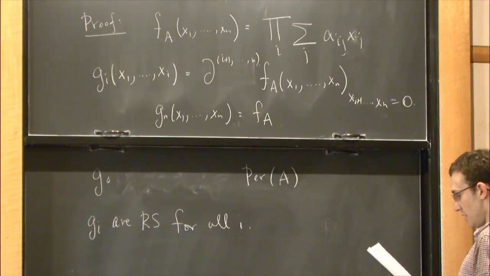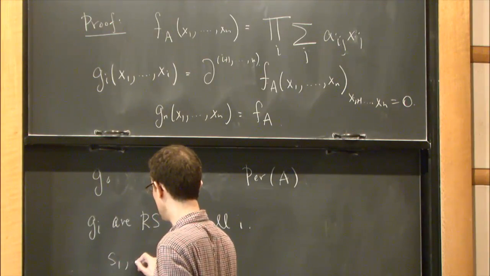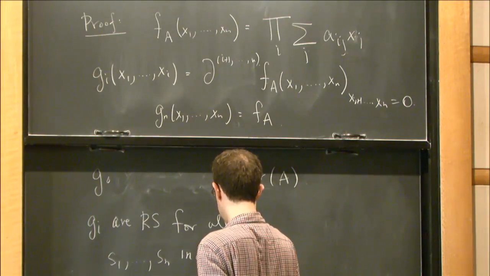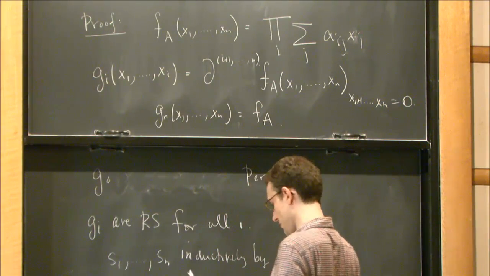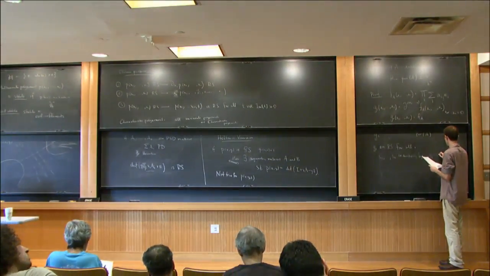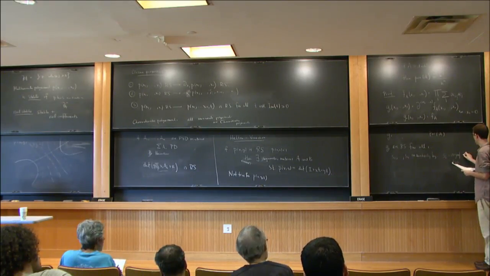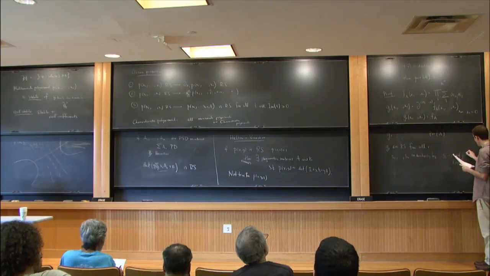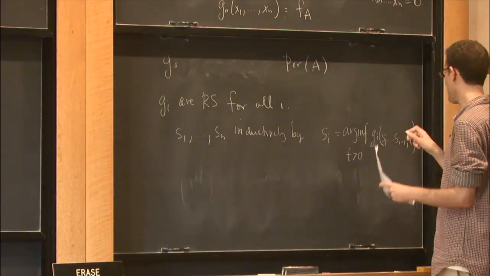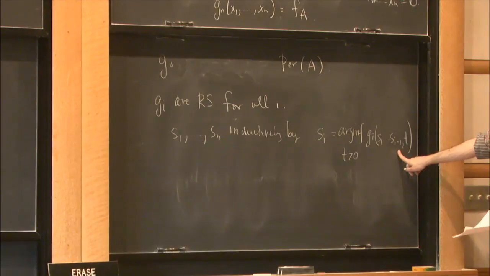OK. So let me now define a sequence S1, ..., Sn inductively by Si is the arginf over t greater than 0 of Gi of S1, ..., Si minus 1, t.